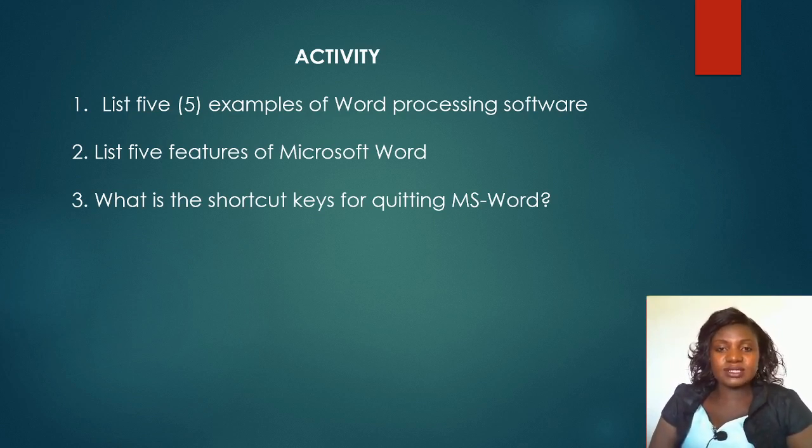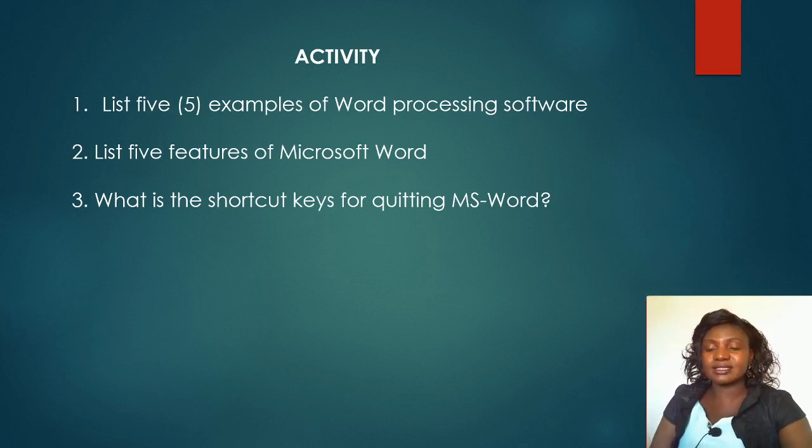The second question is list 5 features of Microsoft Word. From the environment I showed you, you could see how several features were marked using a red line. So please just give me 5 features of Microsoft Word from that environment. Then the last question says, what is the shortcut key for quitting Microsoft Word? Please, I didn't say this from the onset. MS means Microsoft Word. So MS means Microsoft Word.